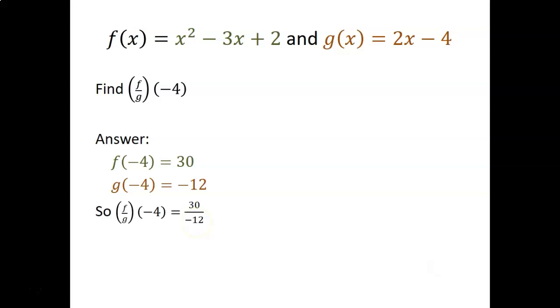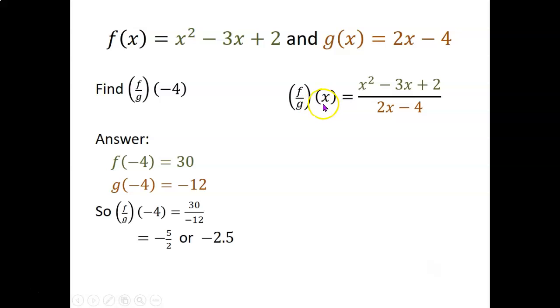A positive divided by a negative comes out negative, and if we reduce that to lowest terms by dividing the numerator and denominator both by 6, it's negative 5/2. Or you can express it as a decimal. If you asked your calculator what 30 divided by negative 12 is, it would tell you that it's negative 2.5.